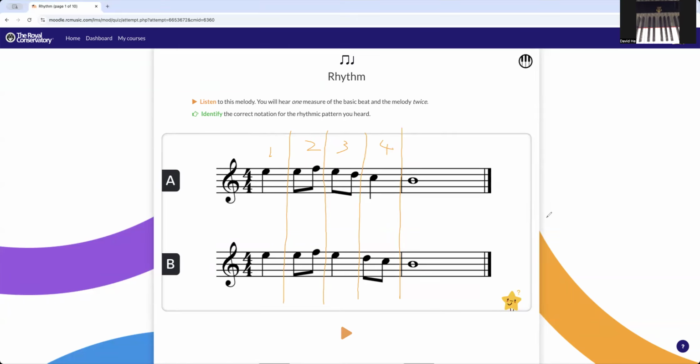Three. So 3 and what? 4. Should be two beats that are different. So take a look at it, which ones? 3 and 4. Yeah, 3 and 4. Those two are different. Now listen to it. Which one is correct?